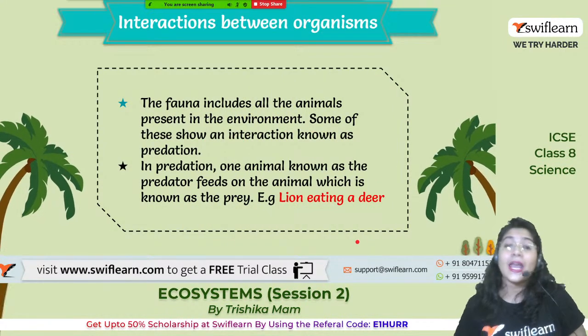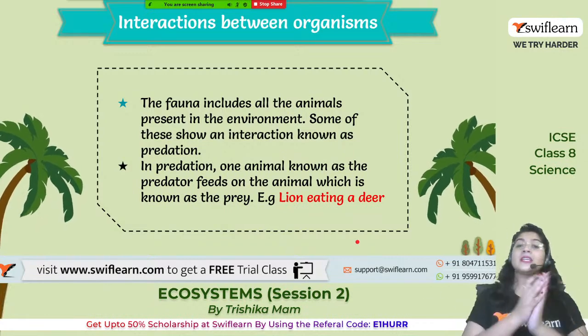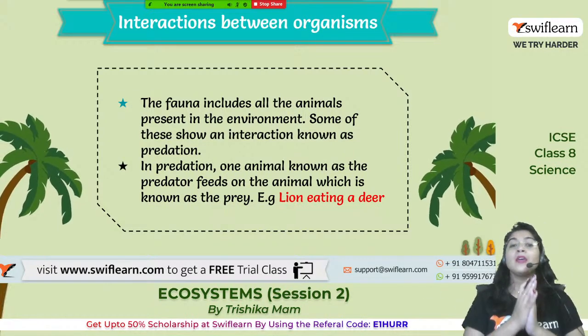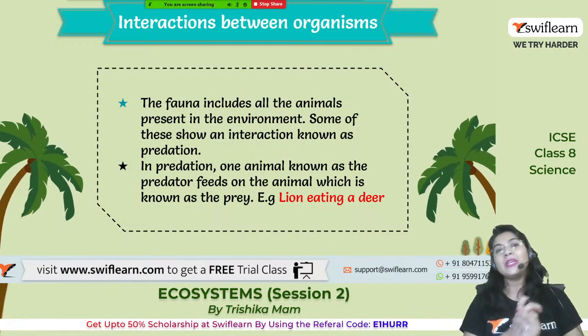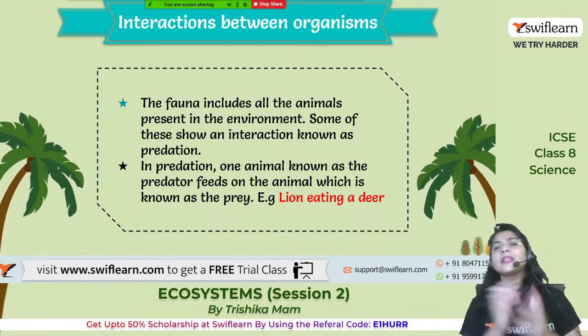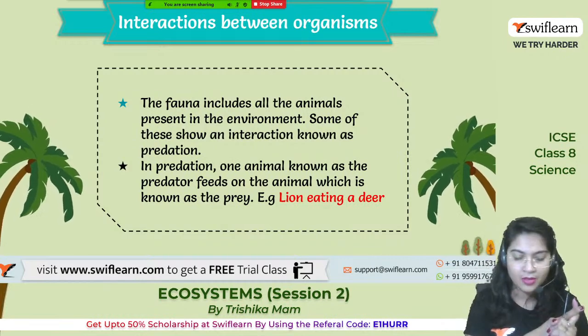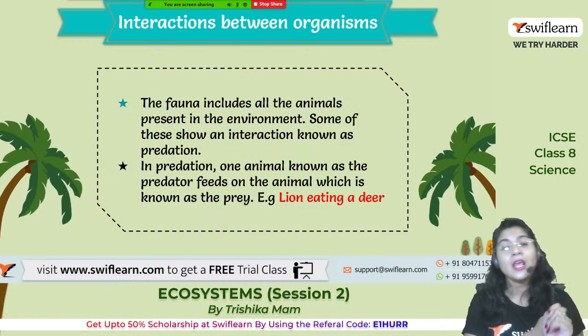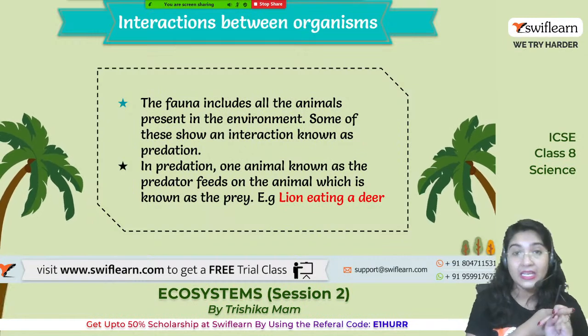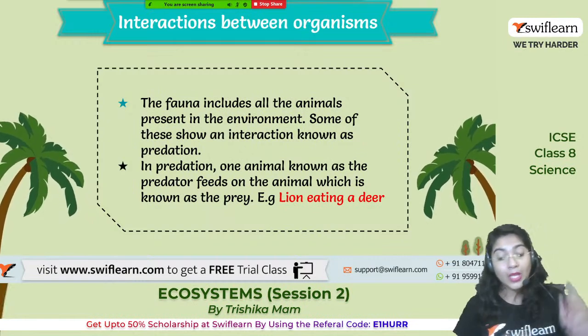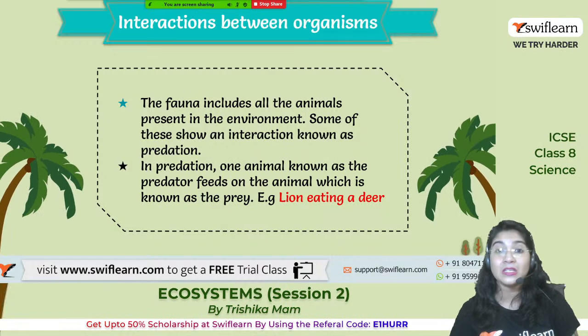Now, the interaction of animals with other animals, we have already mentioned in the previous session, we have studied the different types of interaction. We have seen the symbiotic interaction, and we have seen the parasitic interaction, but we have not seen predators or predation.